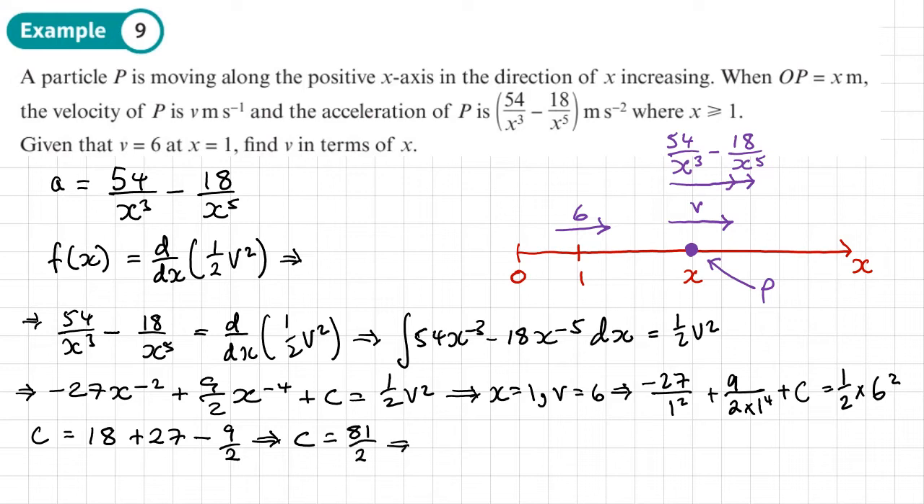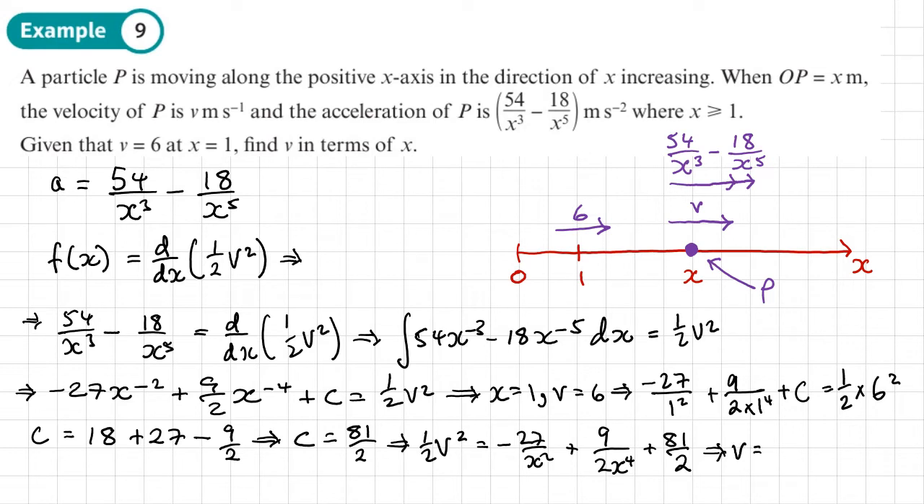So my full expression for the velocity is going to be half v squared is equal to negative 27 over x squared plus 9 over 2 x to the power 4 plus c, which is 81 over 2. There we go. So that will be our full expression for our velocity. We can then times both sides by 2, and also square root it as well.